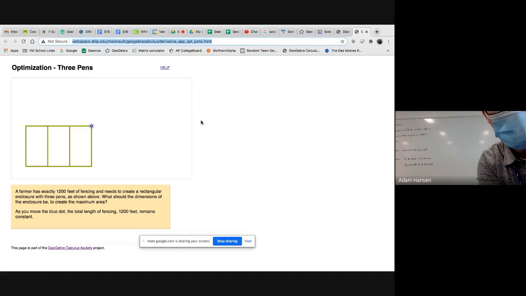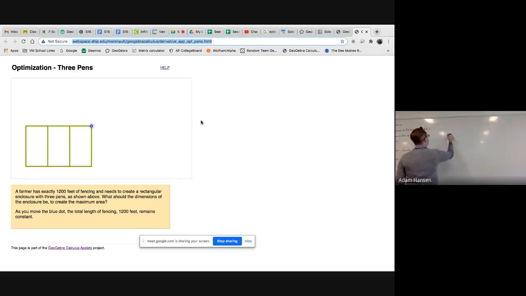All right, so in yellow, it says that a farmer has 1,200 feet of fencing and needs to create a regular enclosure with 3 pens as shown above. So I basically got a rectangle subdivided into 3 different portions, to create 3 different equally sized pens. What should the dimensions of the total enclosure be to create a maximum area?